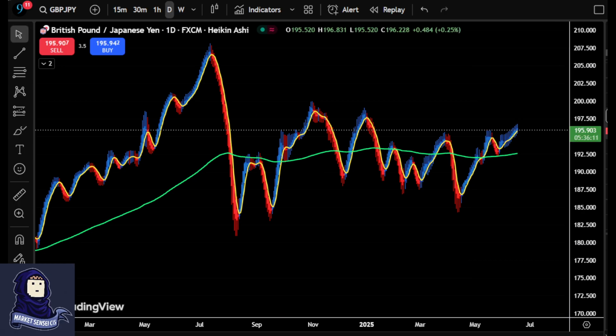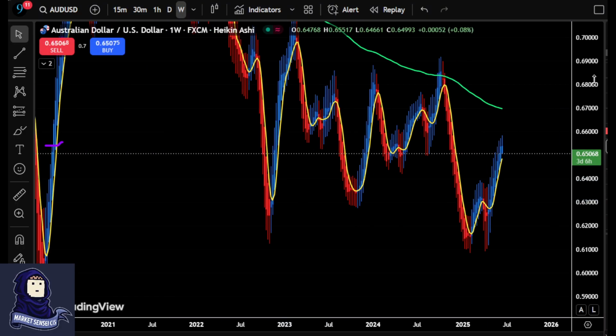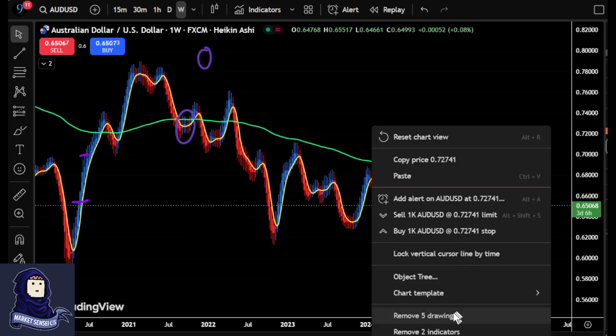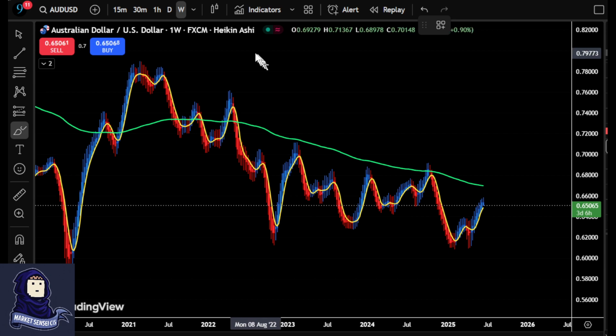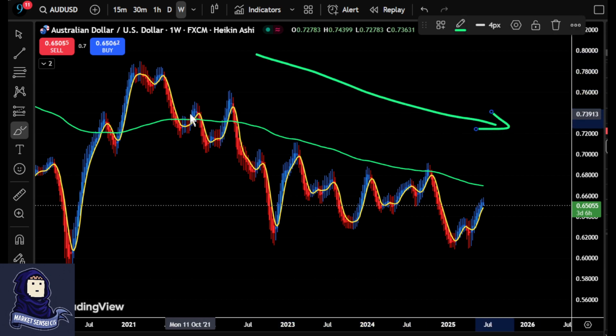So okay, let's see Aussie dollar, AUDUSD. AUDUSD is in a very downward trend. You can see that the long-term average is pointing downwards, which means you're looking to short the stock instead of buying. So if the price is below this moving average, aim to short the stock.